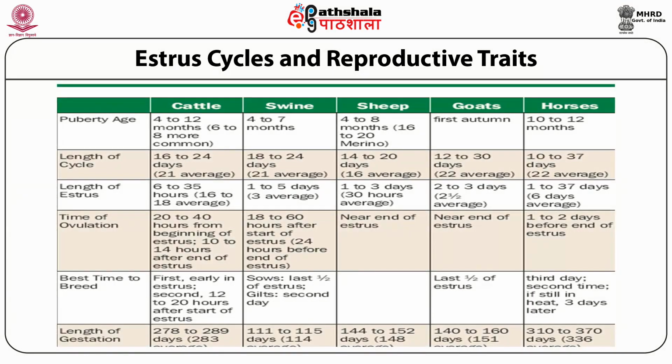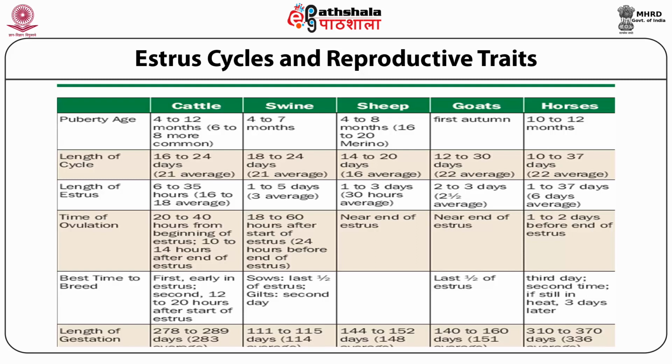This indicates the length of the estrous cycle in different animals. In cattle, the average cycle length is 21 days. In swine also it is 21 days. In sheep it is 16 days. In goat it is 22 days. And horses 22 days.